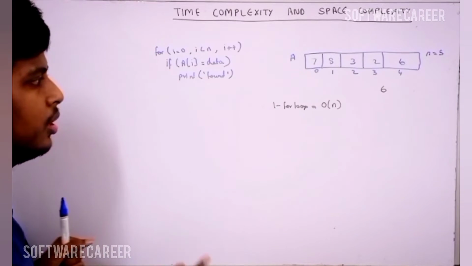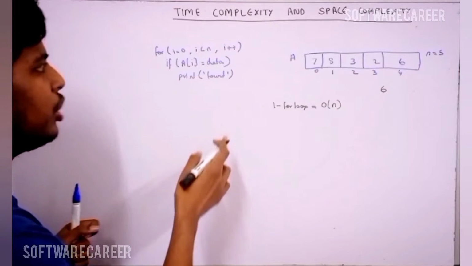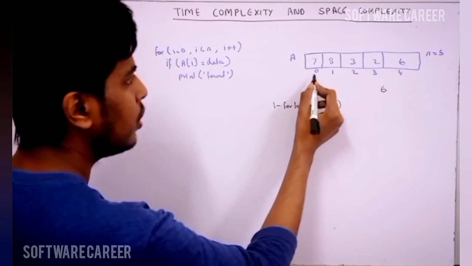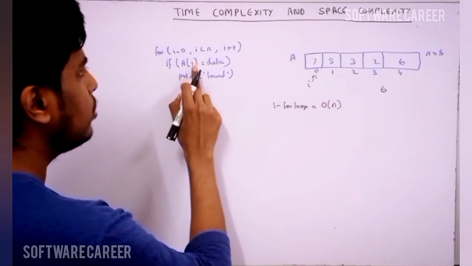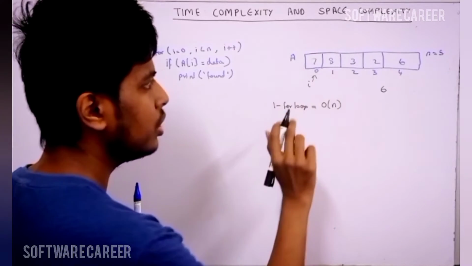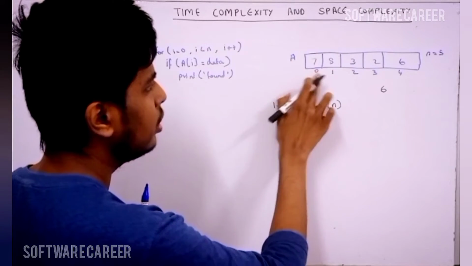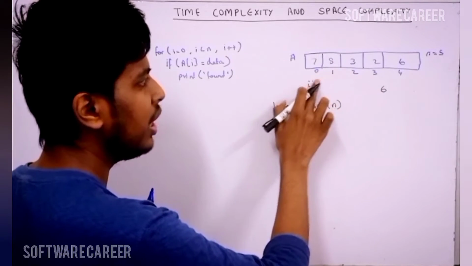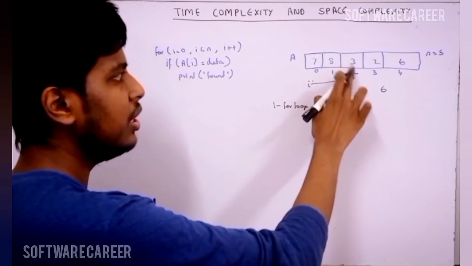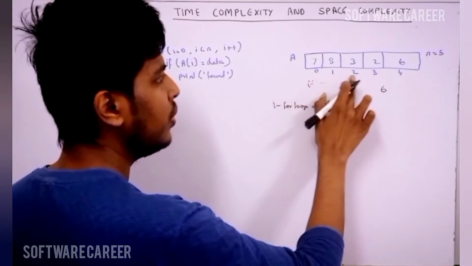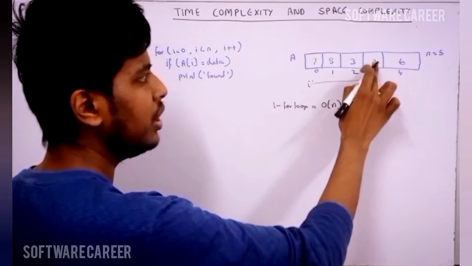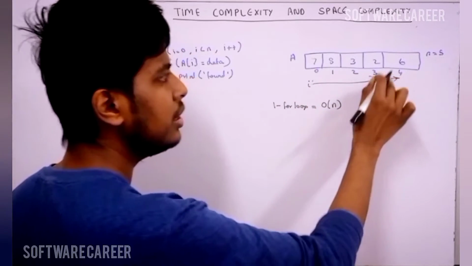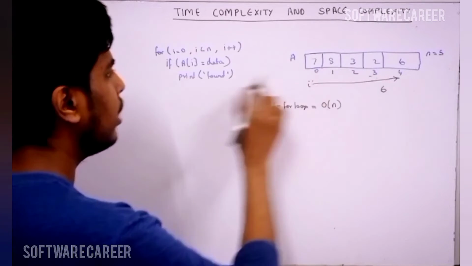If only one loop is there, then that is the answer. The other way to find the time complexity is analyzing the code. Let's analyze the code. See, i is at 0. Now I am checking whether a of i equals data, whether 7 equals 6, no. So I am increasing i plus plus. Now I am checking whether 8 equals 6, no. So I move i to the next position. Then whether 3 equals 6, no. Now whether 2 equals 6, no. Whether 6 equals 6, yes. So I am printing found.